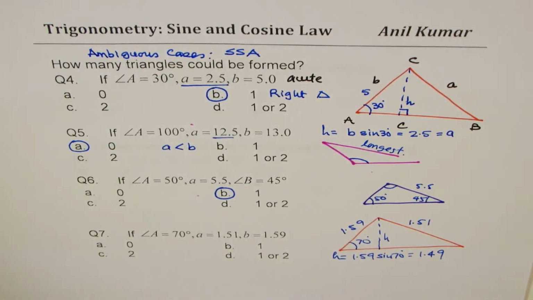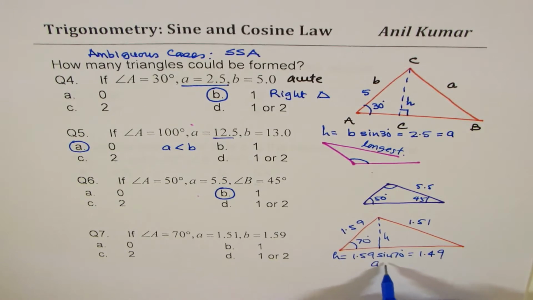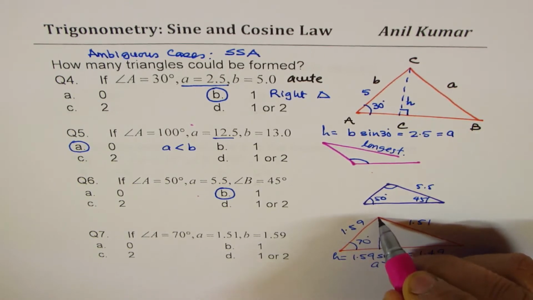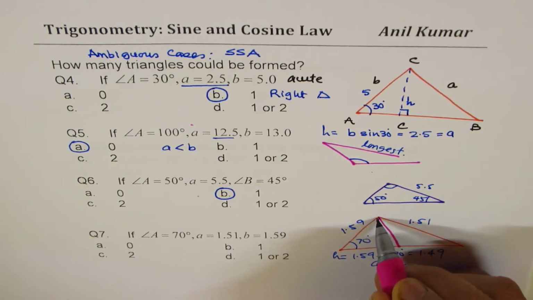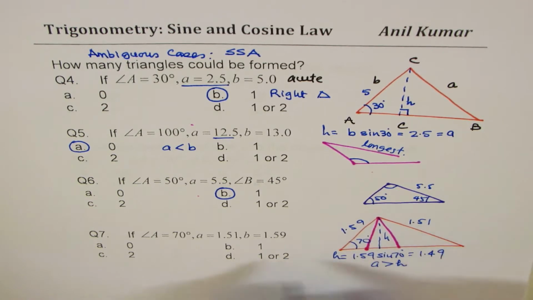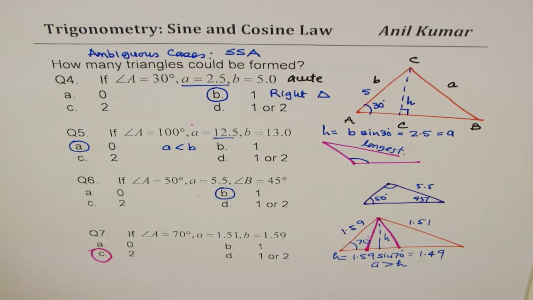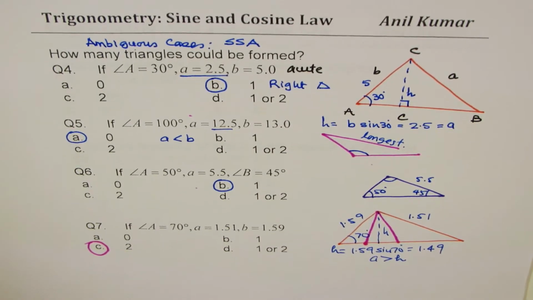Now in this case, we see that A is greater than height and A is less than B. Therefore, we could actually have two triangles. So the position is kind of like this. Position is like this particular case. So we have two triangles. So that is how we can answer these cases which are based on ambiguous case.